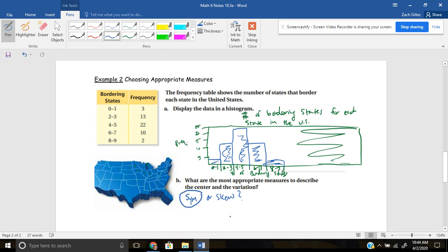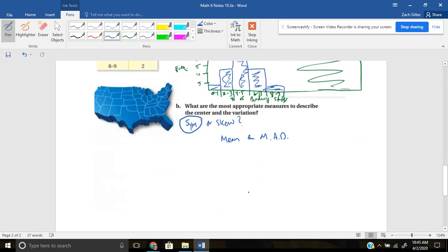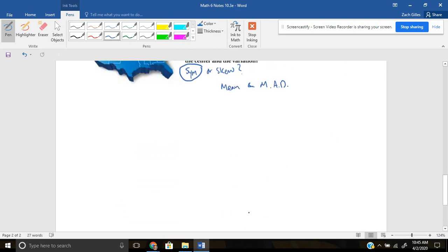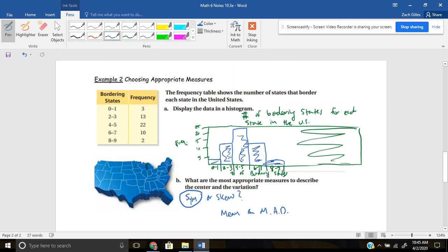And when we have symmetrical data, we're going to use the mean and the mean absolute deviation to specifically describe our data. And that's all it wants. It doesn't even ask us to find the median or the MAD. We just need to say those are the two that we would use to describe the center and the variation because we have symmetrical data. Right? That does it. That's the extension for you. It's just a couple examples.